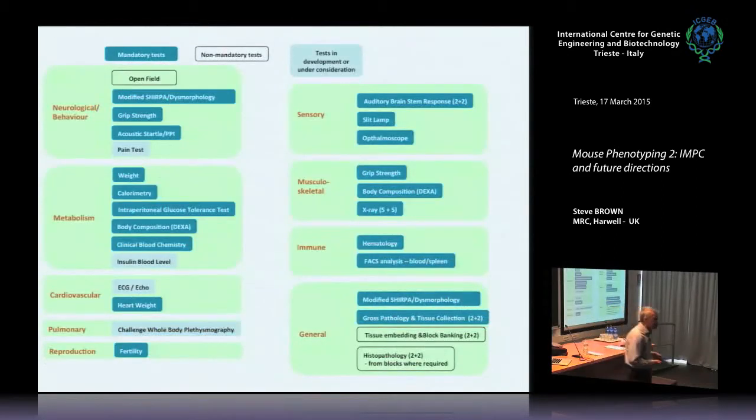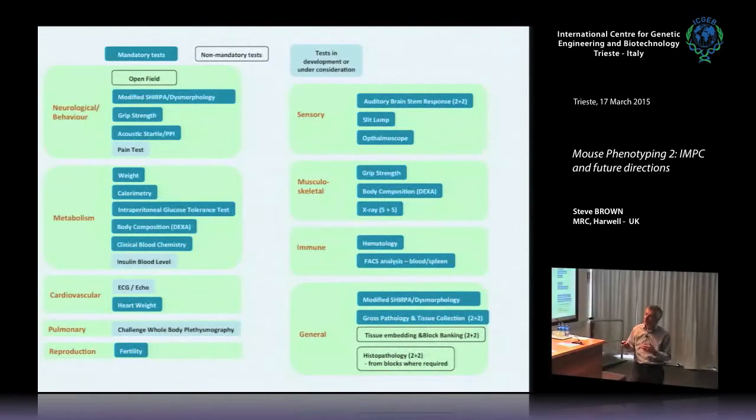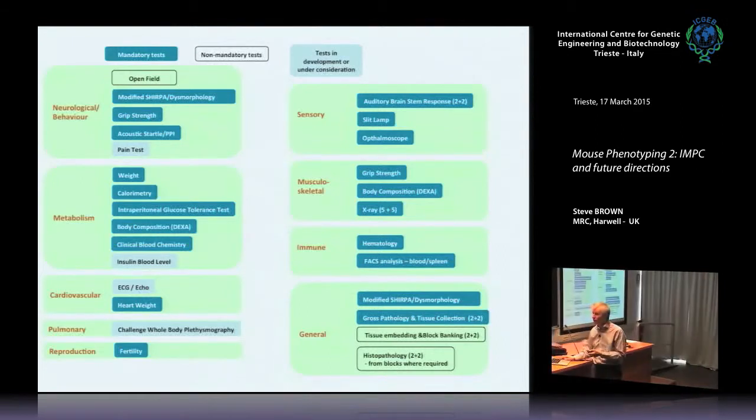Now, this just summarizes the different tests in the adult pipeline and sort of splits them up into different areas where we might expect the test to impact upon finding out defects in particular systems, such as neurology, behavior, metabolism, cardiovascular disease, pulmonary, reproduction, sensory, musculoskeletal, immune, and some general tests. So, of course, all of these tests in the pipeline are giving us some information about these different systems and how they're going wrong. And we're constantly looking at this to ask the question, how can we improve it?